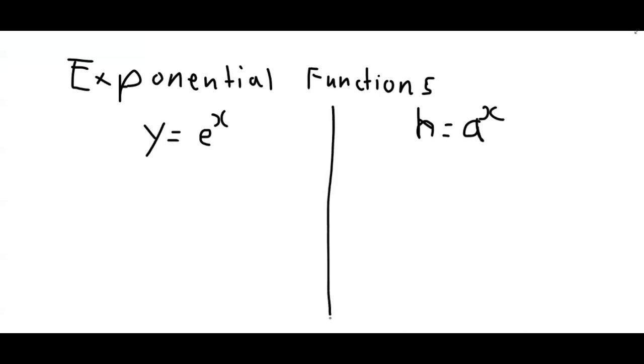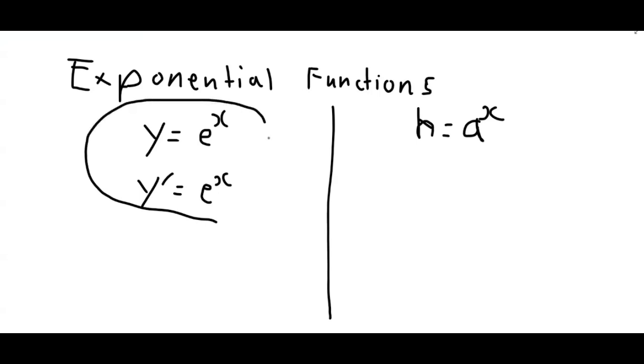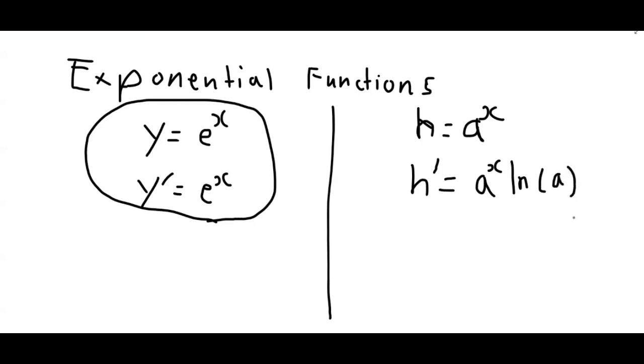So if we take the derivative of y here, so y prime, it's going to stay the same. No matter how many times you take the derivative of e to the power of x with respect to x, it's going to be the same the entire time. One exceptional rule here, okay? So here's h prime. However, in this case, keep this exponential term outside here, and then what you're going to do is multiply this by ln of a. Okay? Do you see the difference here?